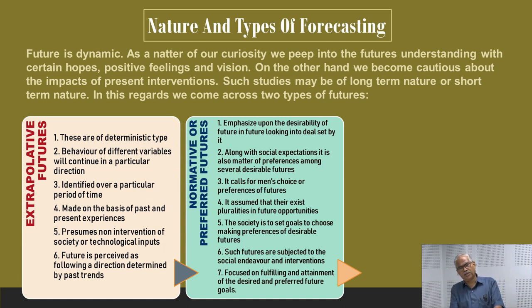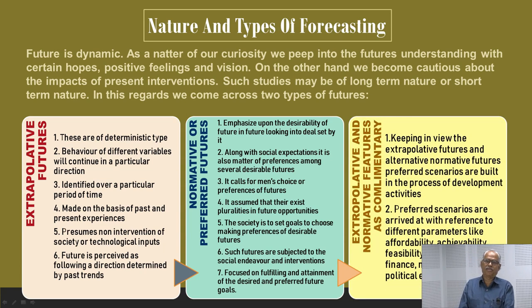These two kinds of futures are not antagonistic to each other. Extrapolative futures help us to plot the direction, provided we move in a particular path, of where it leads to. But in the case of preferred futures, it is just the reverse. First we project our future, then we put it in reverse gear. From the future we come down to the present and we search for alternative paths. So extrapolative futures and preferred futures are complementary to each other.